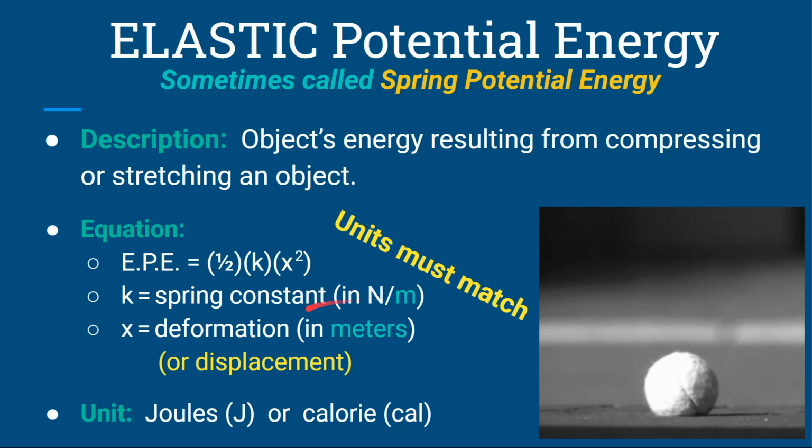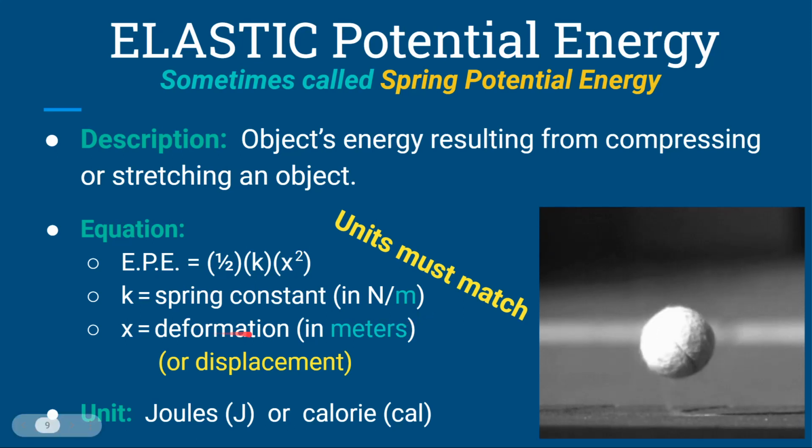Now I will point this out, and I did highlight them here, but your spring constant is typically in units of newtons per meter because it's the amount of force, newtons, that it takes to stretch it per meter. So how much force does it take to stretch it? That's why I said it's basically the looseness of the spring. How easy or difficult is it to compress or stretch that spring?